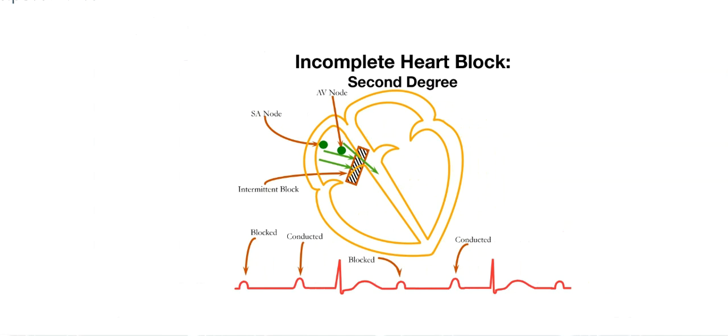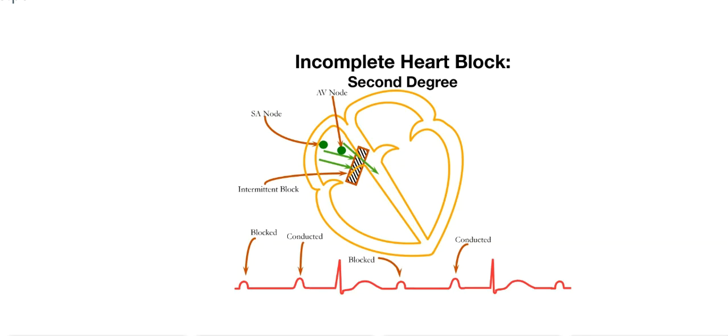So you could have a 2-to-1, a 3-to-1, a 4-to-1 ratio, meaning that every second, third, or fourth QRS is dropped. So your PR interval will not change. It'll stay the same exact amount of time between atrial and ventricular depolarization. It's just that every third or fourth beat is dropped. So that is more likely to progress into a type 3 or third degree heart block, which is also called your complete heart block. And that's what's coming up next.